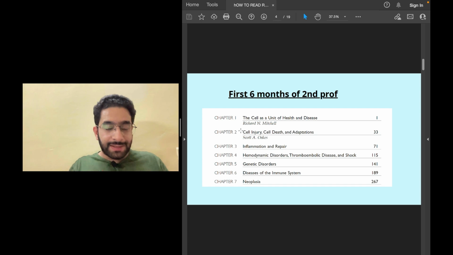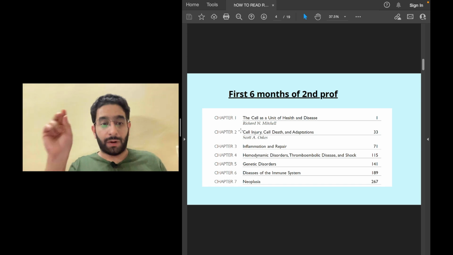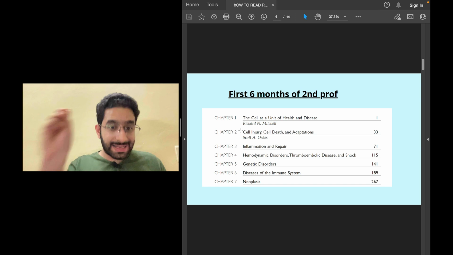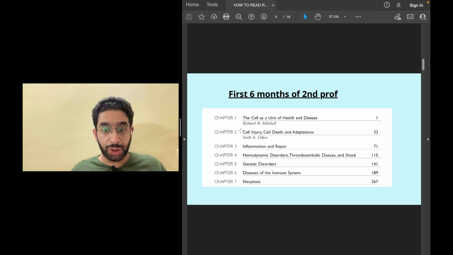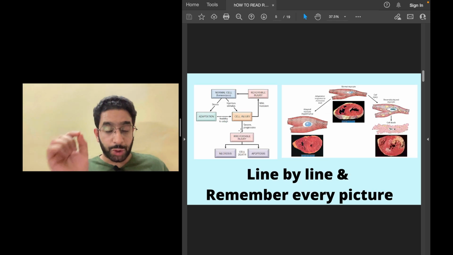So these 7 chapters, if you cover them in the first 6 months and possibly read them twice, understand them, read them line by line, you will get a next level understanding of any disease process that you will encounter in your second prof, third prof, final prof, as an intern, as a medicine resident, or whatever residency you'll be doing, as a super specialist practicing doctor. These 7 chapters are most important, which is why I want you to spend your time, read these chapters line by line, remember these flow diagrams, these pictures one by one.